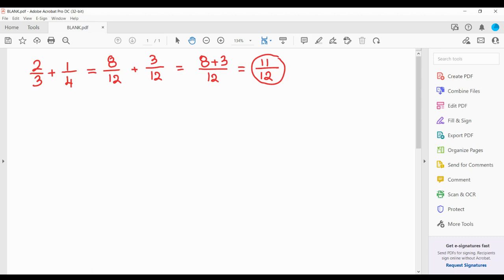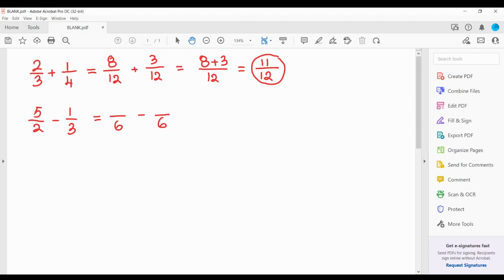Now we are going to subtract two fractions. Let's say we have the fraction 5 over 2 minus 1 over 3. Again, we won't be able to subtract directly because they don't have a common denominator. In this case, we have 2 and 3, so our common denominator is 6.